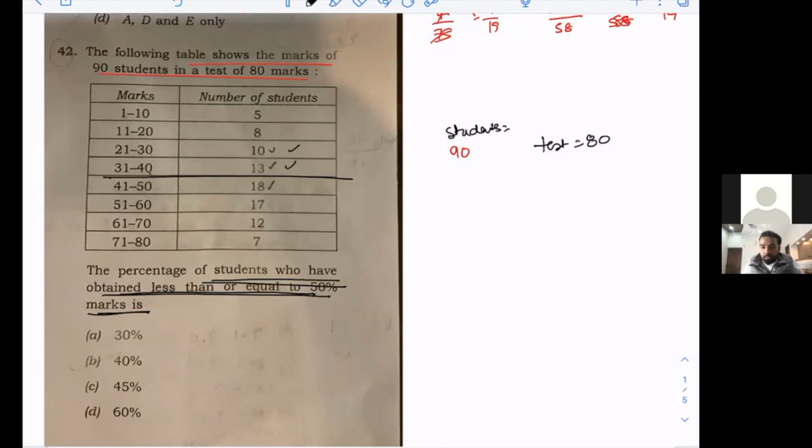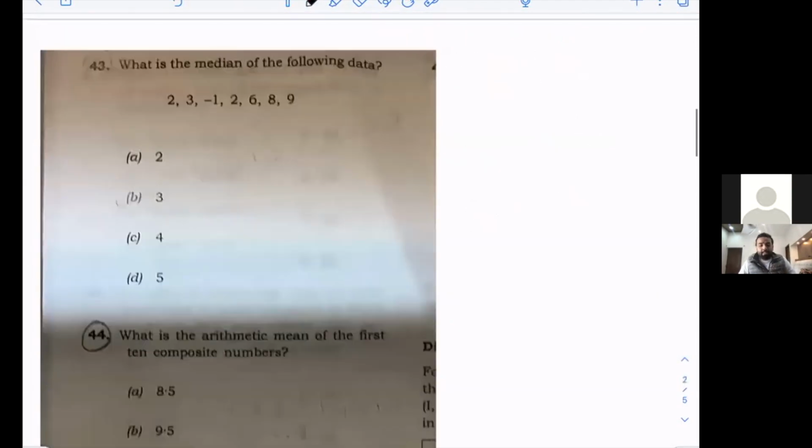13 plus 10, 23. 23 plus 8, 31. 31 plus 5, 36. 36 students are coming at less than or equal to 50%. How many students are there? 90. What is the answer? 40%. Again a one-minute question, and this is when I'm explaining to you. Suppose your speed is good, you'd be able to do it in much less time.